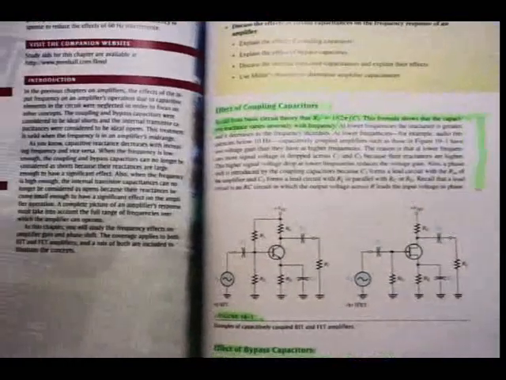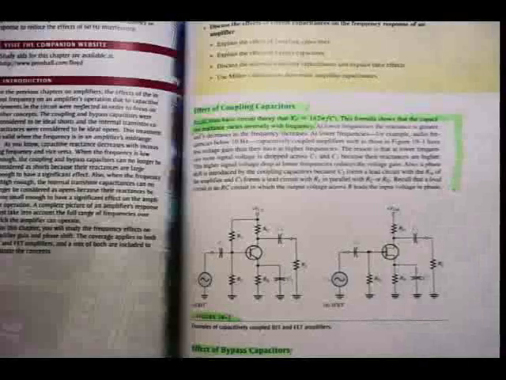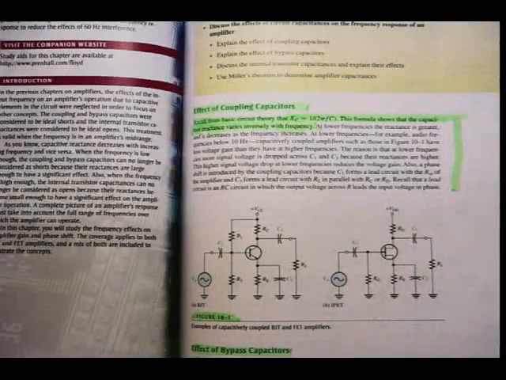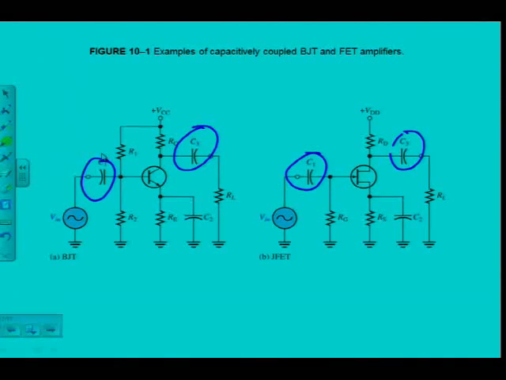Now let's have a look at the effect of the bypass capacitor. Where's the bypass capacitor again?